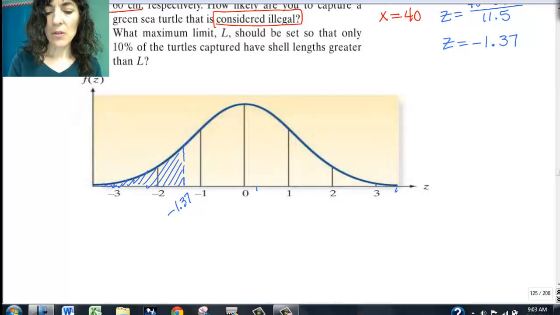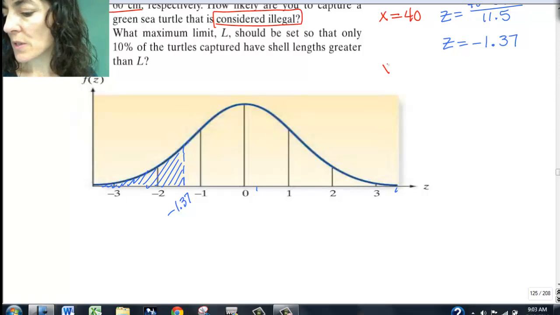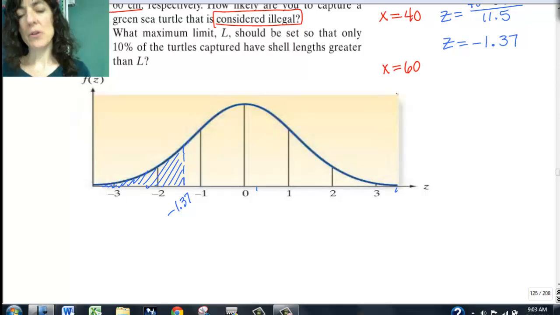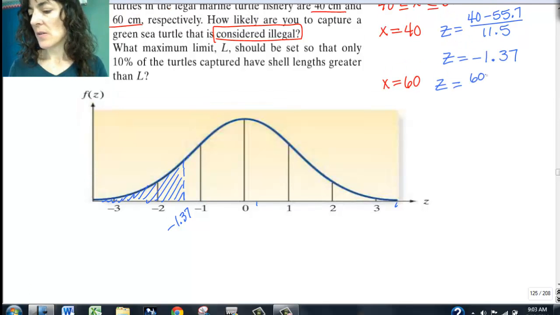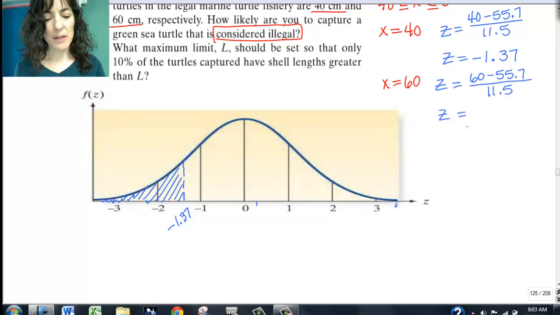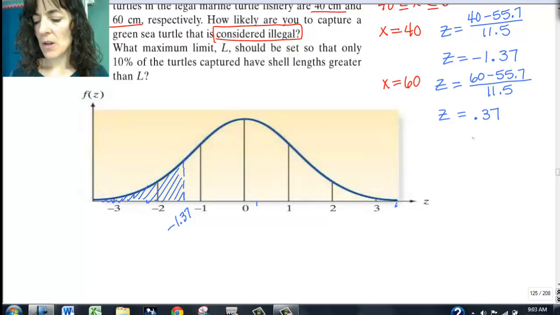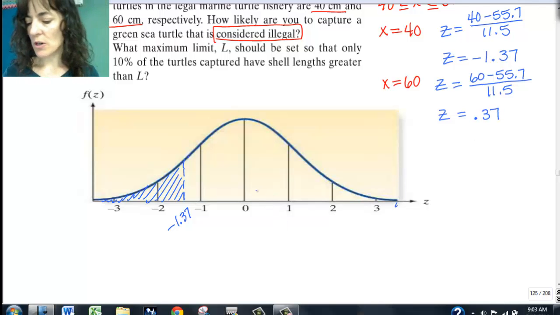And then let's look at our other endpoint, which was x equals 60 centimeters. And then we want to find our corresponding z. So z is going to be 60 minus 55.7, that was our mu, over 11.5. And go ahead and subtract those and then divide by the 11.5, and I get a z of 0.37. So when I come to my chart, 0.37 is about a little over a third of the way between 0 and 1.